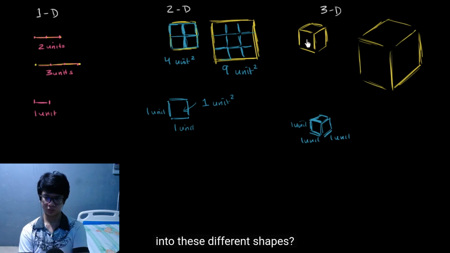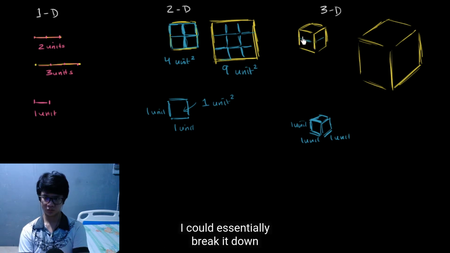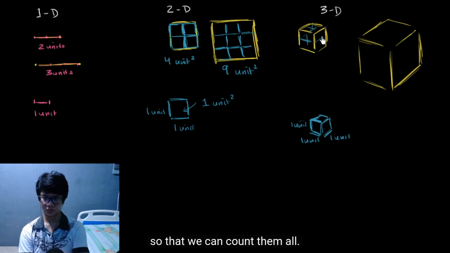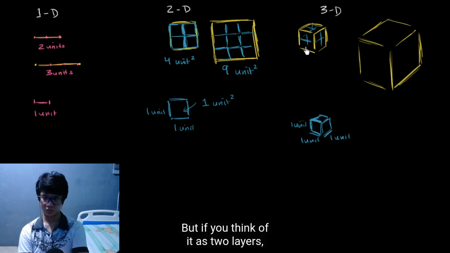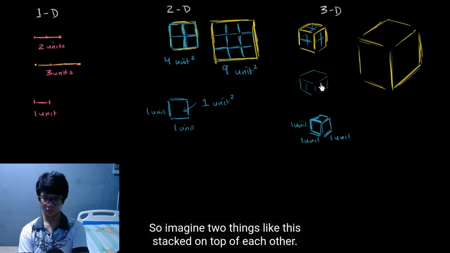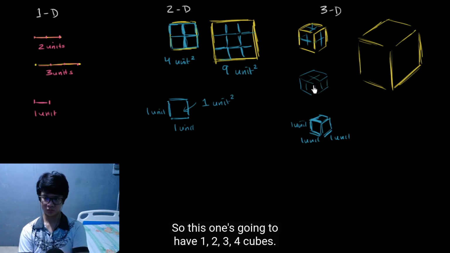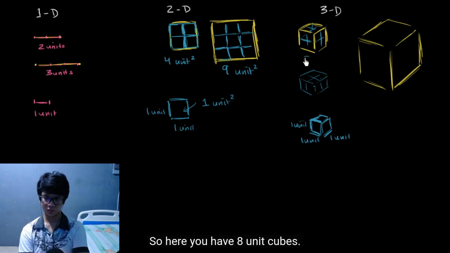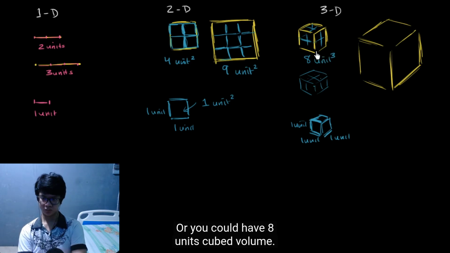Well, this one right over here, you won't be able to actually see all of them. Let me see how well I can do this so that we can count them all. It's a little bit harder to see them all because there's some cubes that are behind us. But if you think of it as 2 layers, one layer is going to look like this. So imagine 2 things like this stacked on top of each other. This one's going to have 1, 2, 3, 4 cubes. Now this is going to have 2 of these stacked on top of each other. So here you have 8 unit cubes, or you could say 8 units cubed volume.